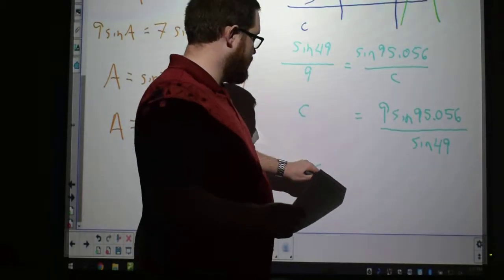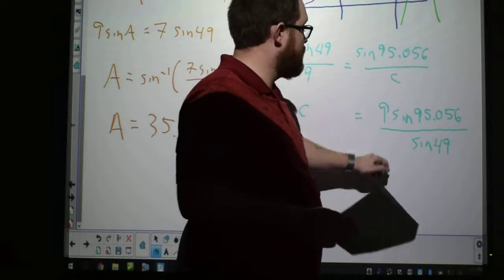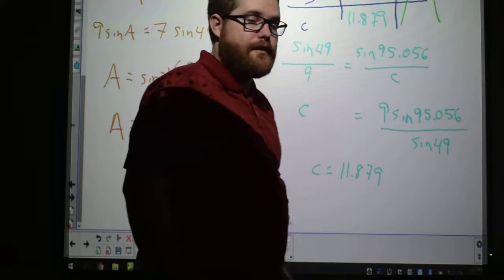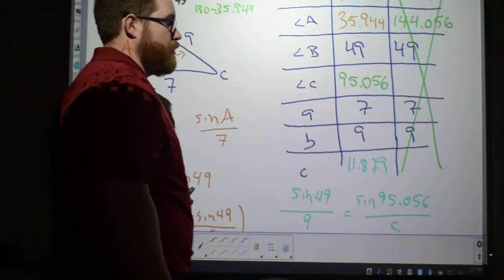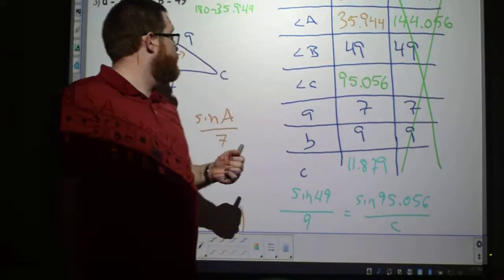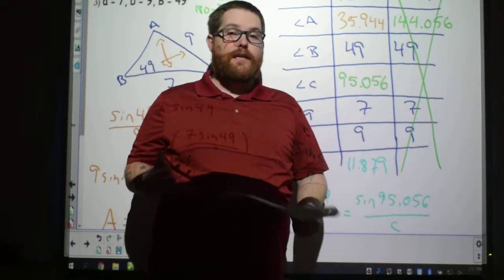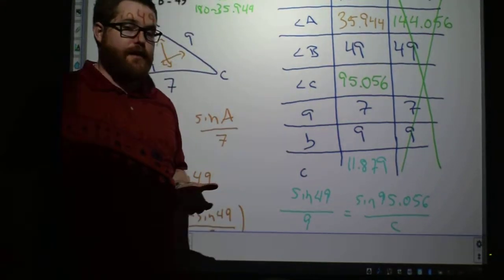Type that all in your calculator, and you will get C equals 11.879. I don't have to find the other side C, because this triangle doesn't have two possibilities, it only has one. So remember, when you see a side-side-angle problem, it might be two triangles, it might be one triangle, and it might be no triangles.